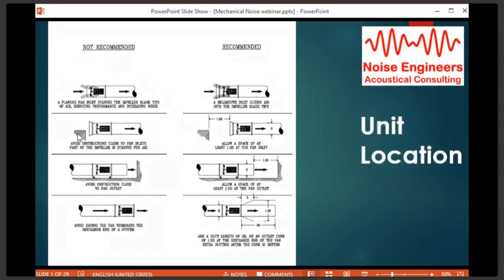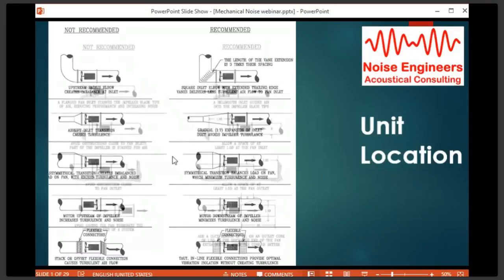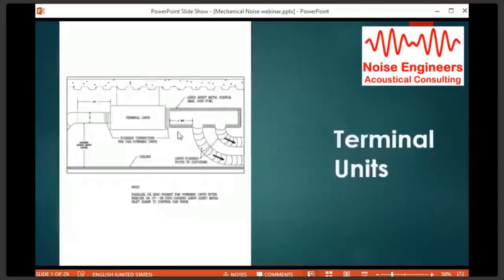Same thing on the intake. You want it to be even flow, so obstructions are not desired. Just keep the distance from any transitions or adjustments.